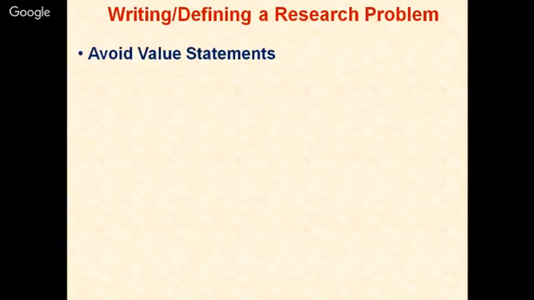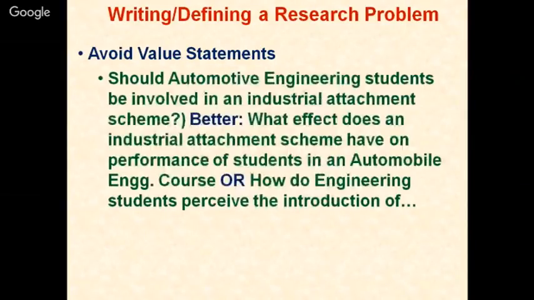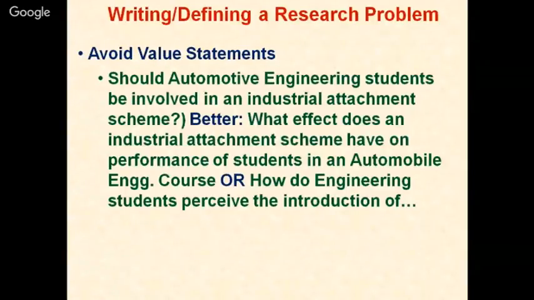Avoid value statements. For example, should automobile engineering students be involved in an industrial attachment scheme? It's a value statement. Now you can make it more effective. What effect does an industrial attachment scheme have on performance of students in an automobile engineering course? Okay, or you can write, how do engineering students perceive the introduction of industrial attachment scheme in automobile engineering?